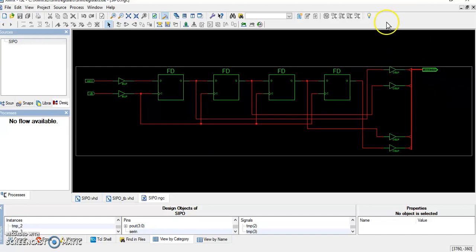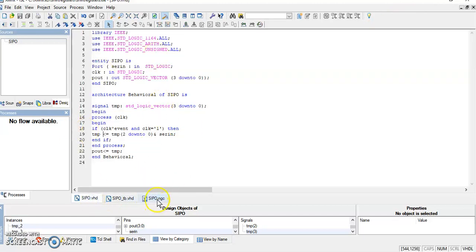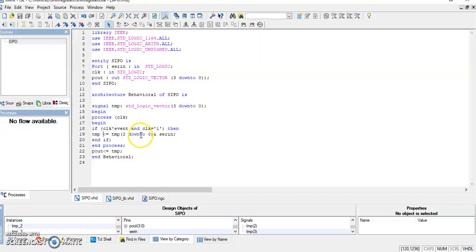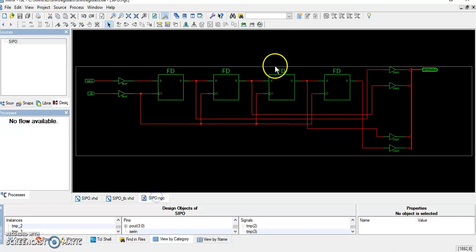Please verify this. We have nowhere given that we require 4 flip-flops. But what this software has done is it understands our requirement and has created our technology schematic this way. See, it is internally using a D flip-flop. Please check the program. Do I call a D flip-flop anywhere? No. But the technology schematic is showing a D flip-flop internally. It is a buffer. Whenever you require a buffer, it takes the help of a D flip-flop.